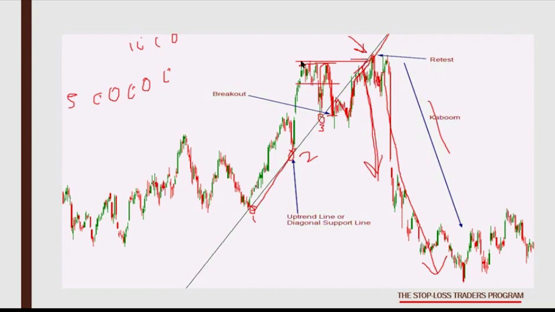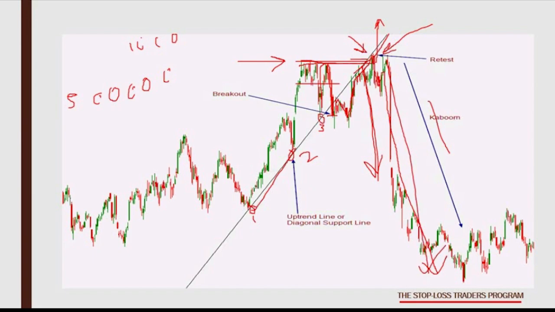Anyway, so when a diagonal trend line or SR breaks, as we have learned about horizontal support resistance breaks, in a similar way the diagonal support resistance also breaks. And what does that signify? We are going to learn about that.